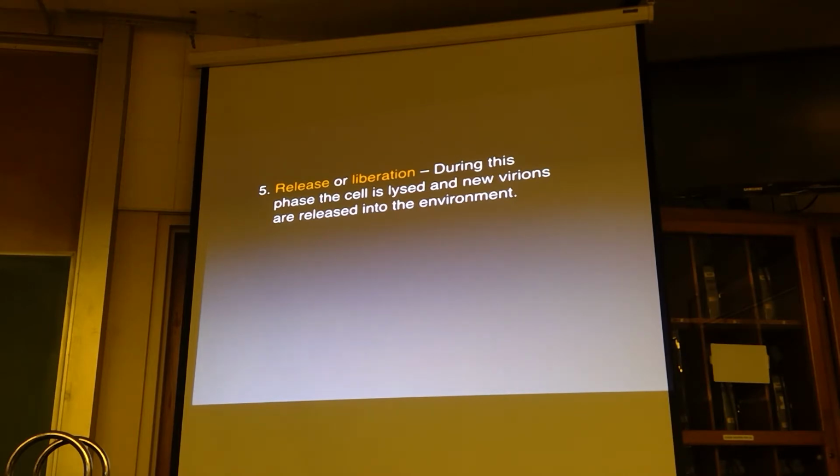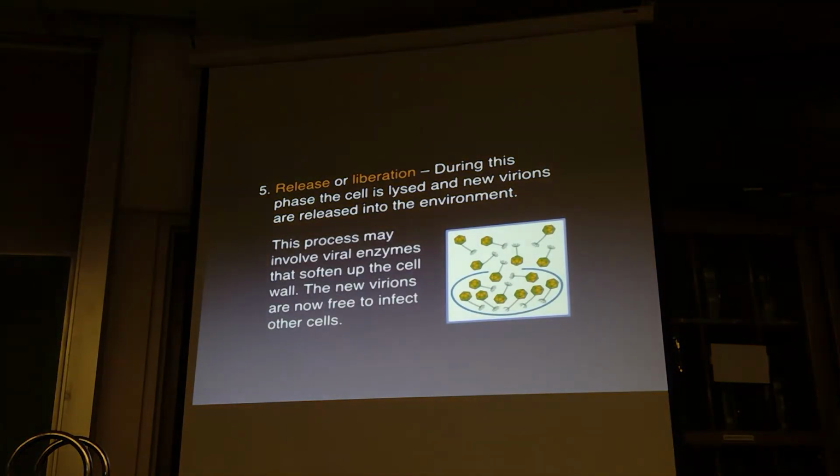Once the assembly has happened, and you have hundreds of new virions inside the host cell, the next thing that has to happen is they're going to get out. Again, that's the virus strategy. Get in, reproduce. The get out phase, oftentimes this involves enzymes. Basically, they're going to soften up the cell wall, the cell's going to break open, and the viruses are going to get out. So, release or liberation. A bunch of new virions are free, and they're going to go out and infect a new cell.